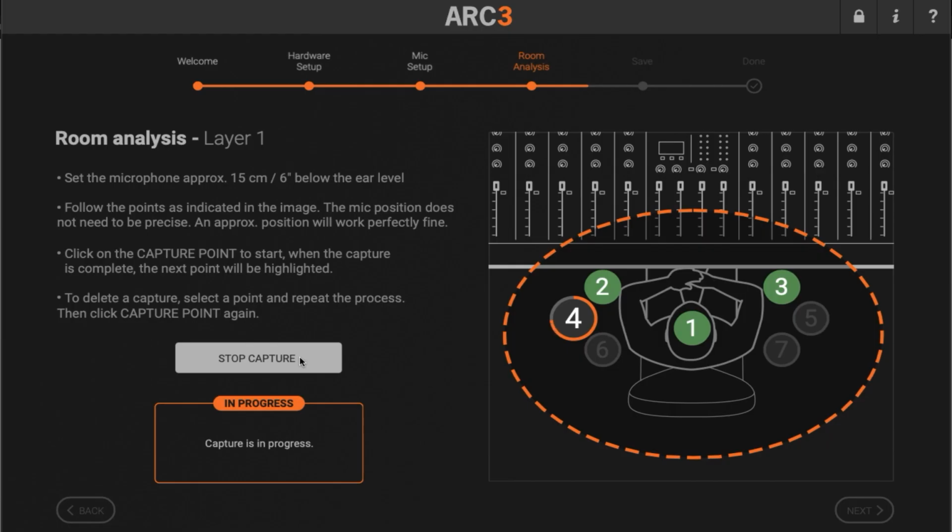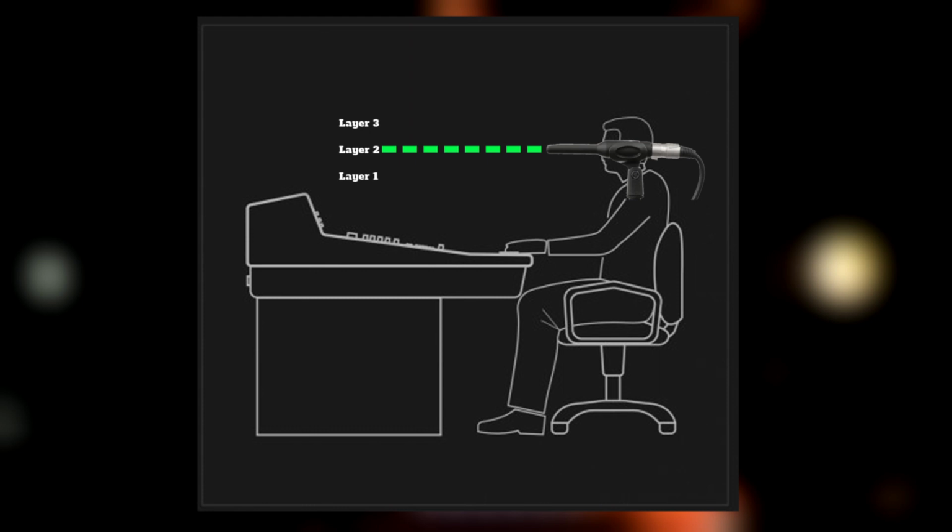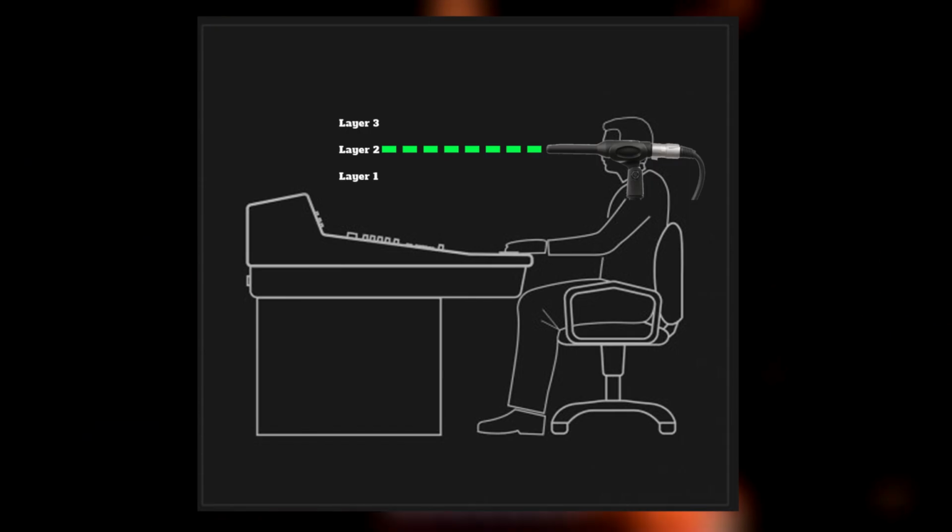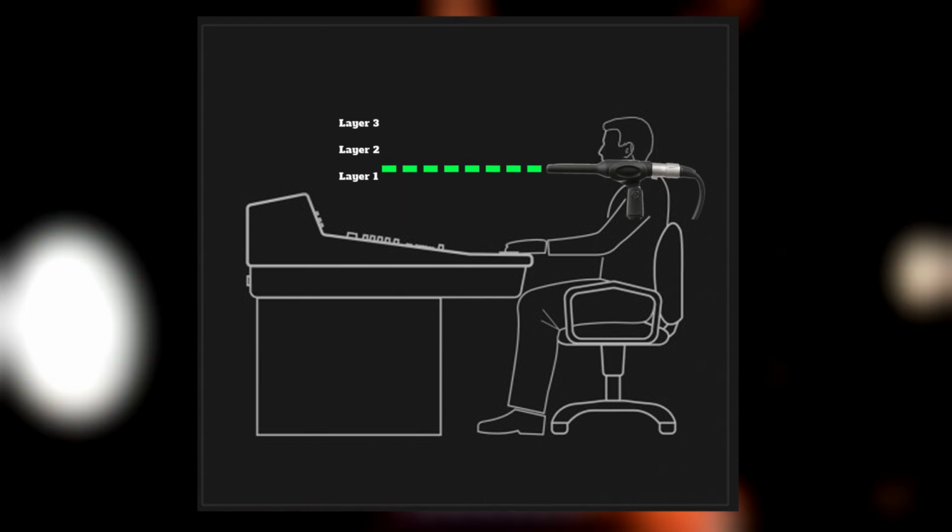From there, the analysis software is really, really simple to follow. There's actually 7 different positions. It's going to record readings from 3 different layers. So once you've calculated your listening position, we're going to call that position 1. That's actually in layer 2. It's going to ask you to drop it about 6 inches.